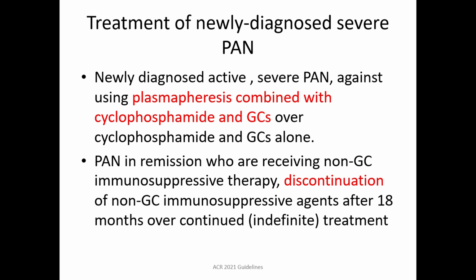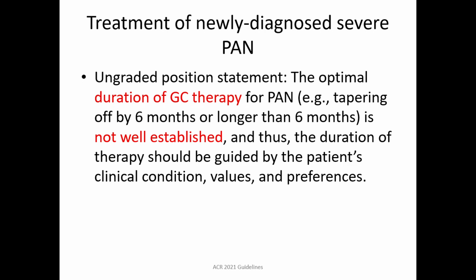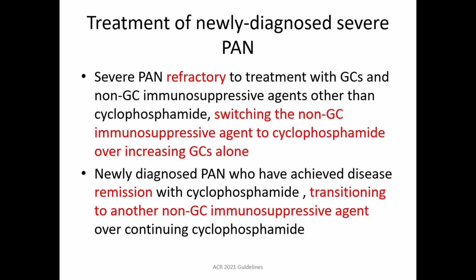You will be thinking about discontinuation of non-glucocorticoid immunosuppressive agents after 18 months or continued indefinite treatment. So the treatment should not be indefinite. If you're giving them cyclophosphamide, you certainly need to think about switching to other non-glucocorticoid immunosuppressives and so on. And again, the duration of therapy is not well established.